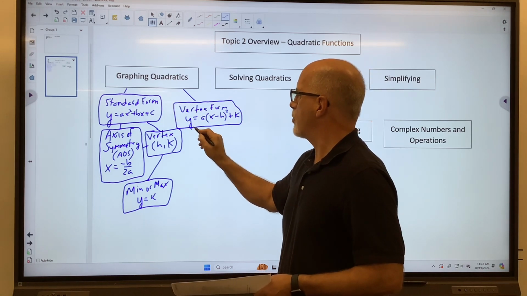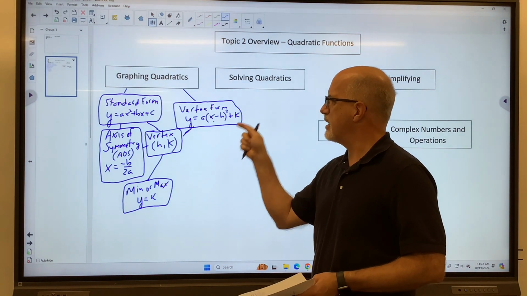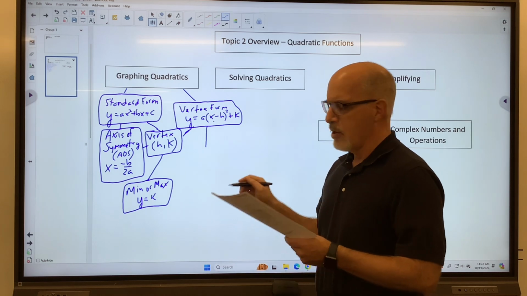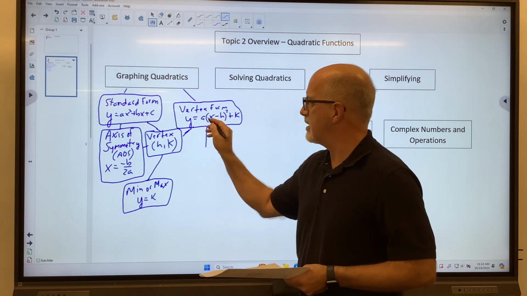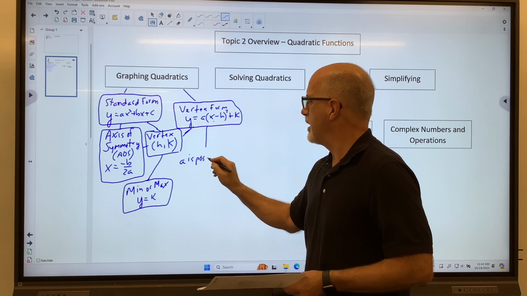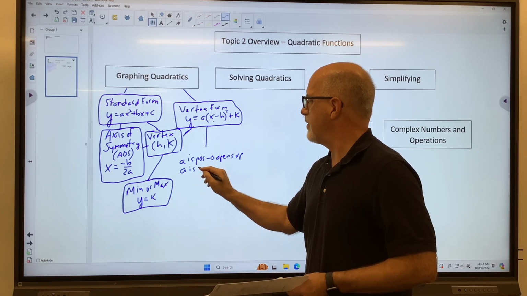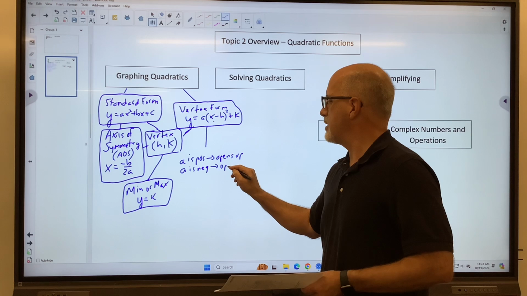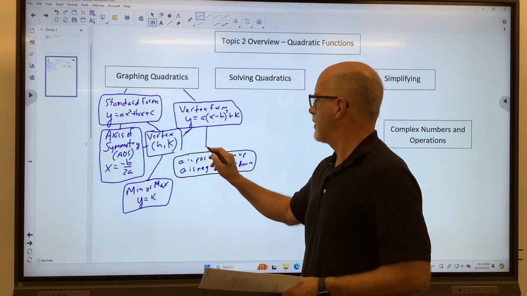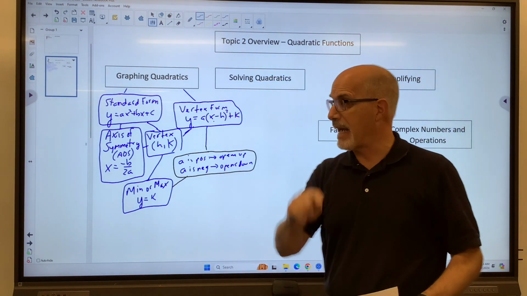Now from vertex form, you can go directly to the vertex. I mean, you have the h and the k right in the form itself, the opposite of what's in the parentheses, and the same number that's out there give you the x and y. And we have to remember that the a is the same value in both of these. If the a is positive, it opens up, and if a is negative, it opens down. And that ties into the min or max. If it opens up, it means we have a minimum. If it opens down, we have a maximum.